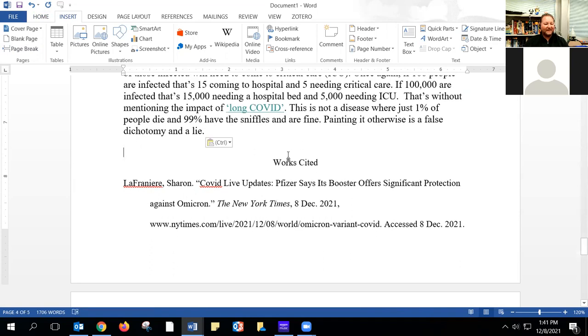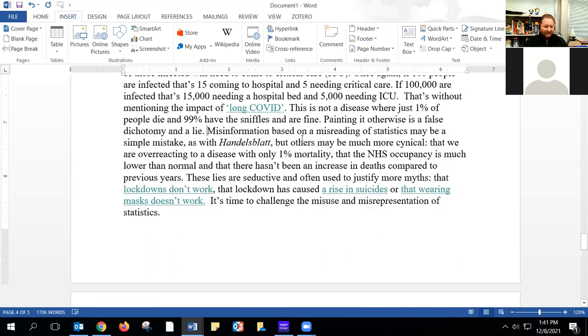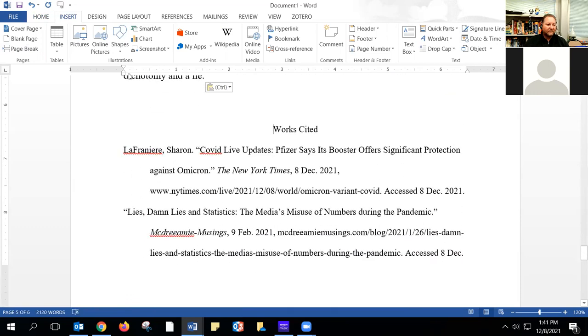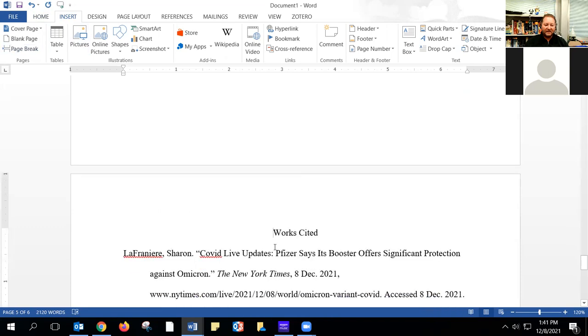Oh, how did I do that? Oh, because I hit enter before. Yeah, I screwed that one up. So again, cursor in front of it, insert tab, page break. Puts it down there every single time.